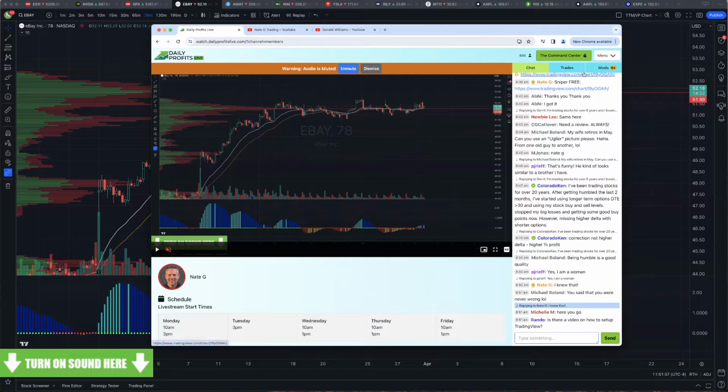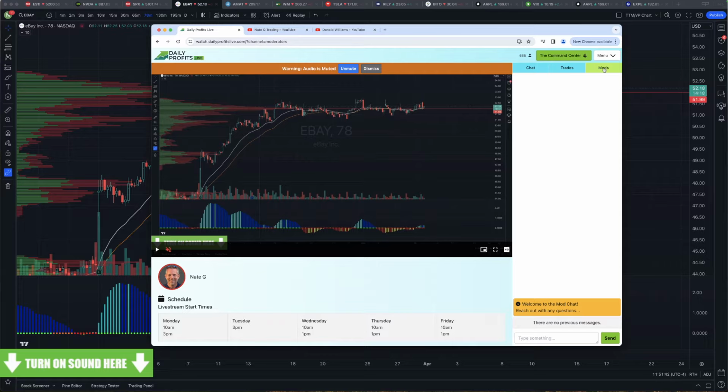And then if you have any questions or need any help, you can go to the mods tab. You can type your question in here, and they will respond to you pretty quickly. If it's something billing related, or questions about functionality, or you're having trouble hearing something, you can go here to mods, and they can help sort you out.